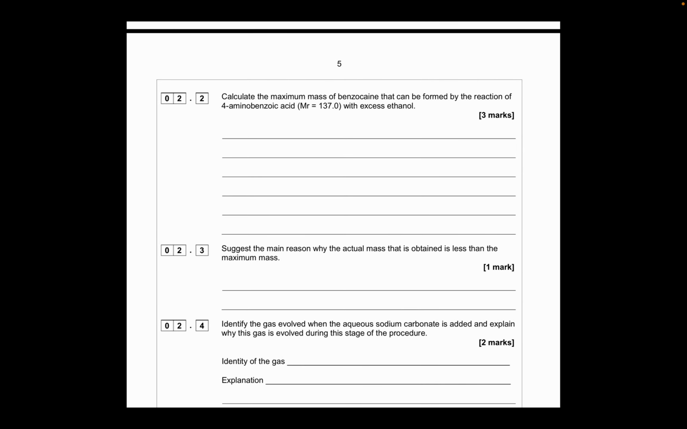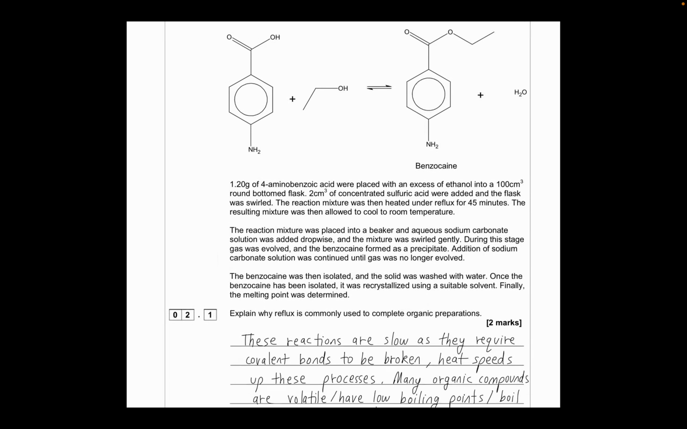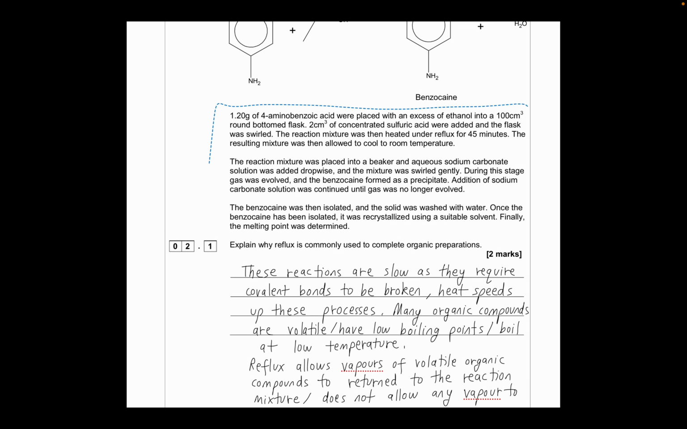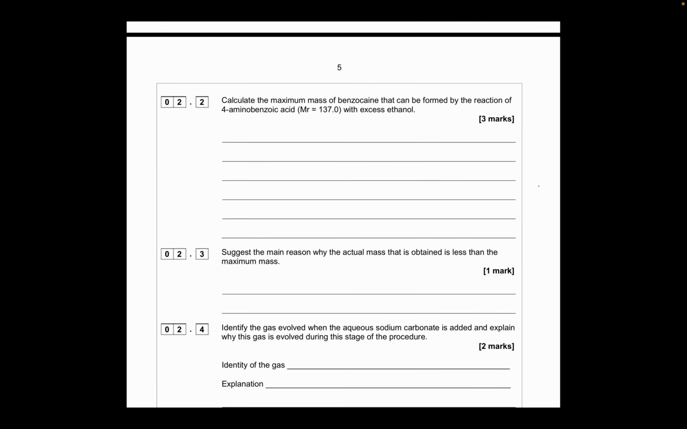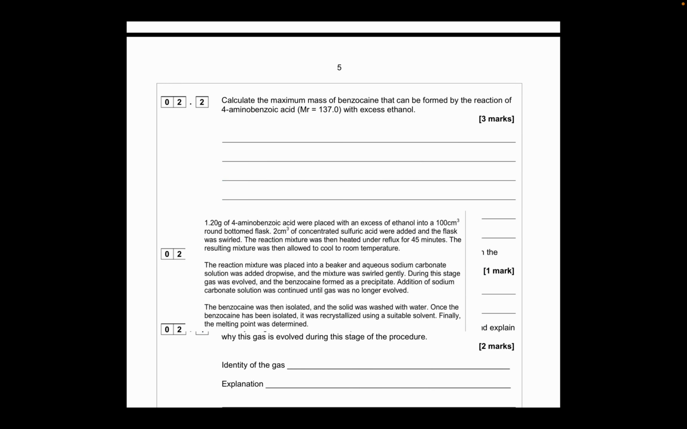Okay, let's move on to the next question. Calculate the maximum mass of benzocaine that can be formed by the reaction of 4-aminobenzoic acid. The MR is given to you. Now this is when we're going to be using that fluff of data that is given, because this is a calculation base, so you do need to analyze that. So I'm just going to take the main bits of this paragraph, analyze that, crop it, and then paste it here just for a moment so that we know what piece of data we're looking at.